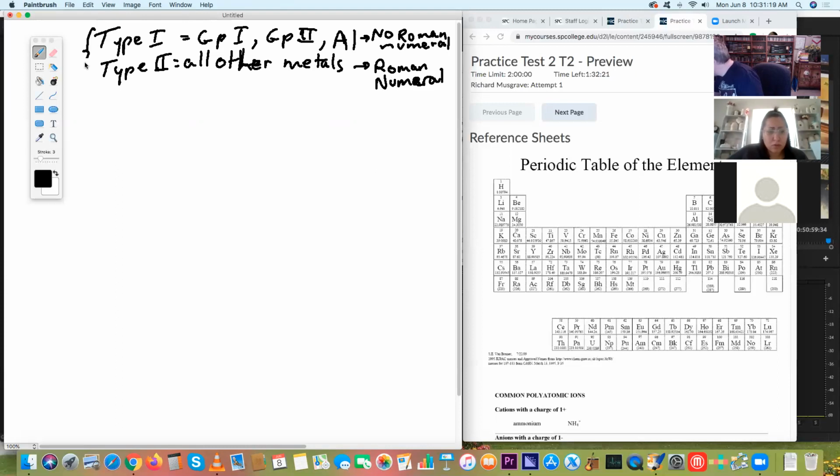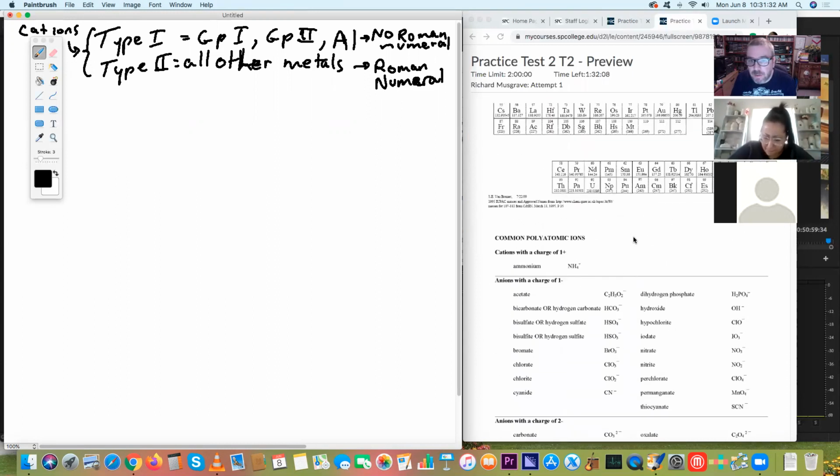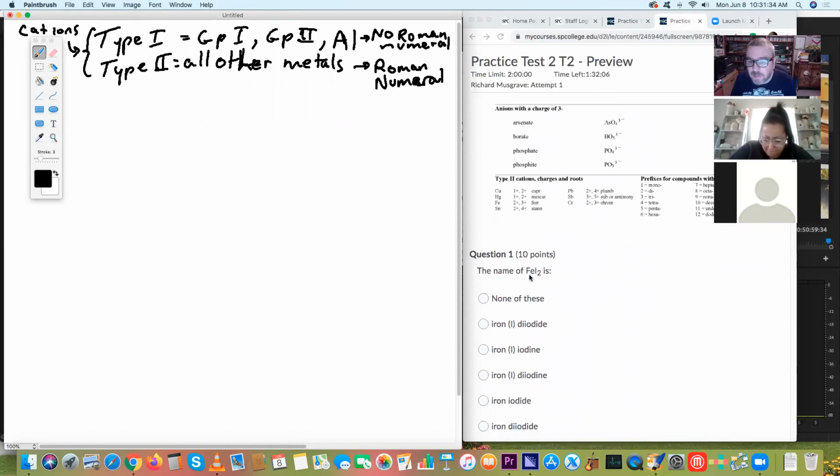So what we're talking about here are cations. And we know that cations are always out the front. So if you've got something like FeI2, we know the Fe is going to be the cation part and I is going to be the anion part.